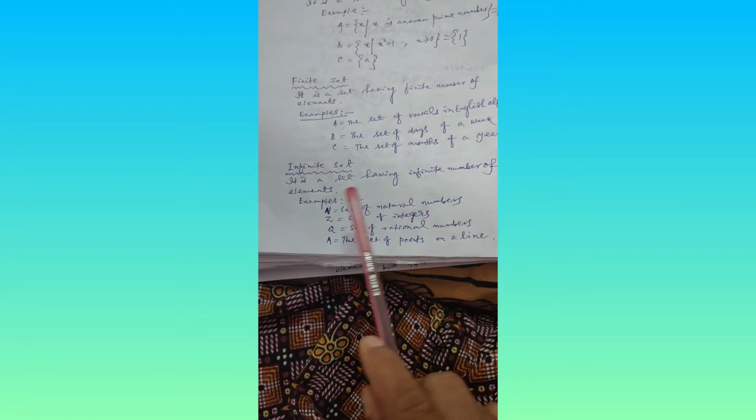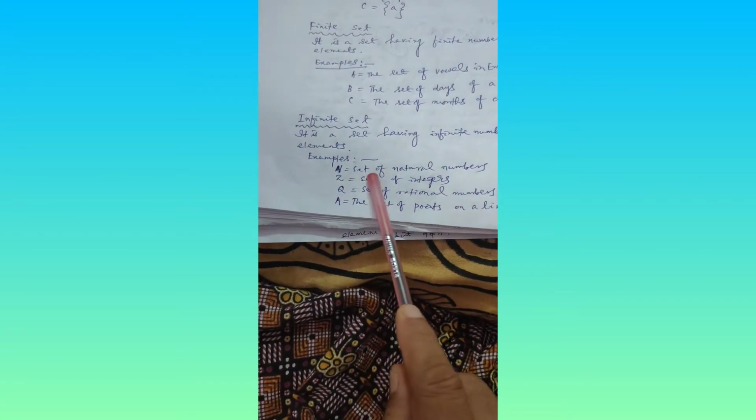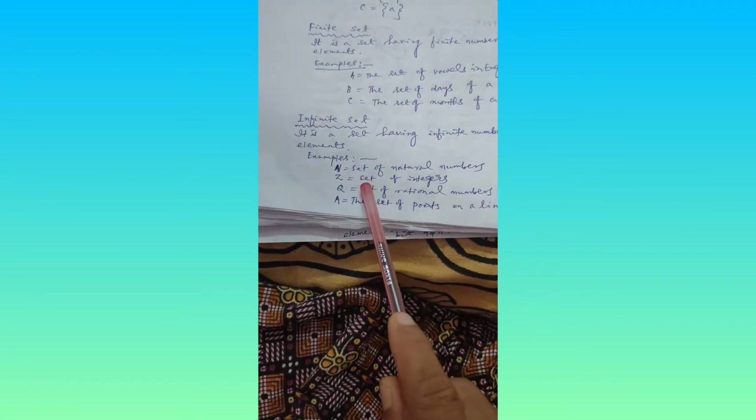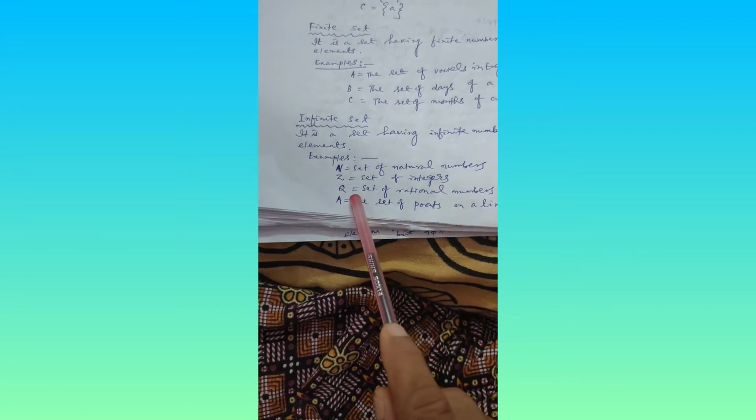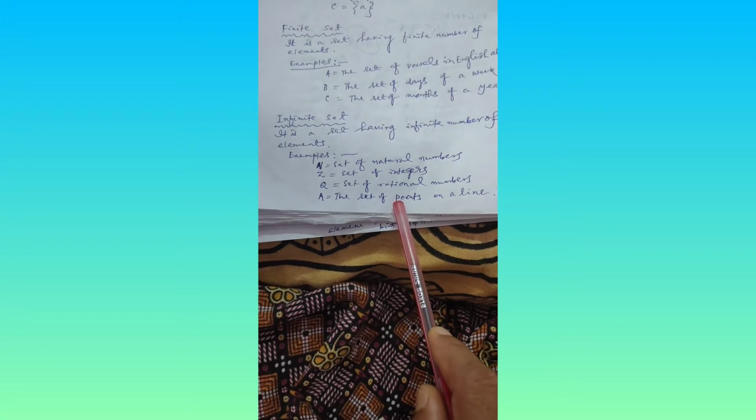Infinite set. It is a set having infinite number of elements. We consider some examples. A be the set of natural numbers, Z be the set of integers, Q be the set of rational numbers, and the set of points on a line. Each and every set in these examples is an infinite set as they have infinite number of elements.